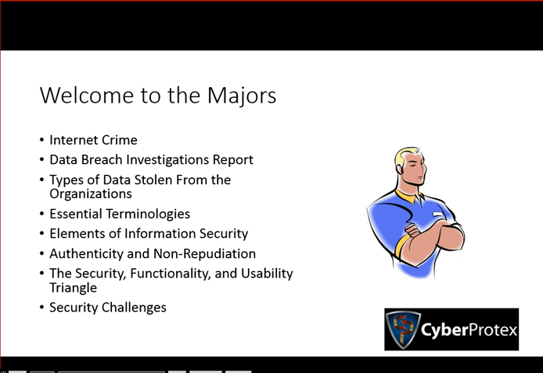So we'll get into some of the different triads that we see here, with confidentiality, integrity, and availability. And then there's another one here: the security, functionality, and usability triangle. That's pretty cool, but we'll talk a little bit more about that.